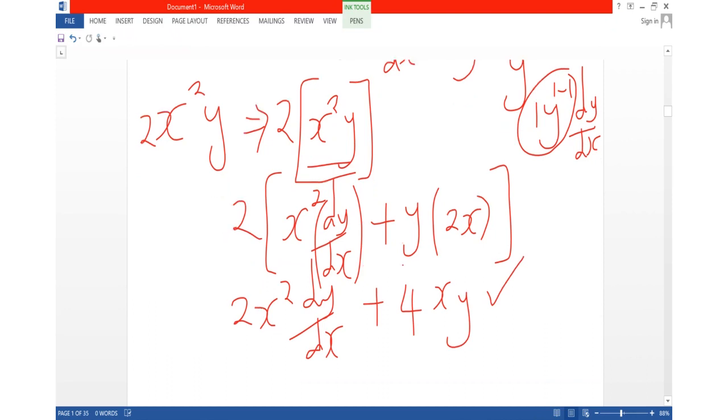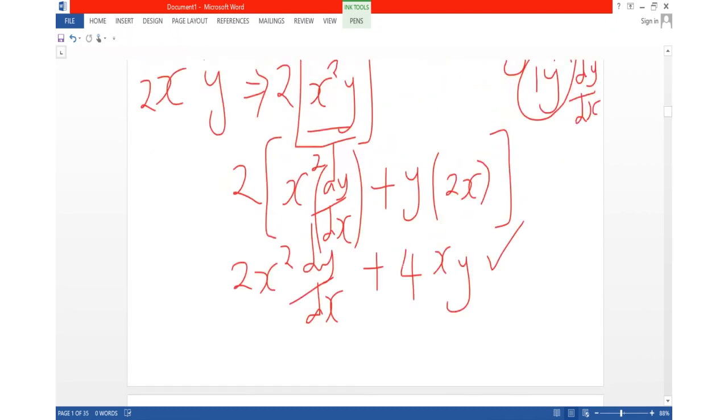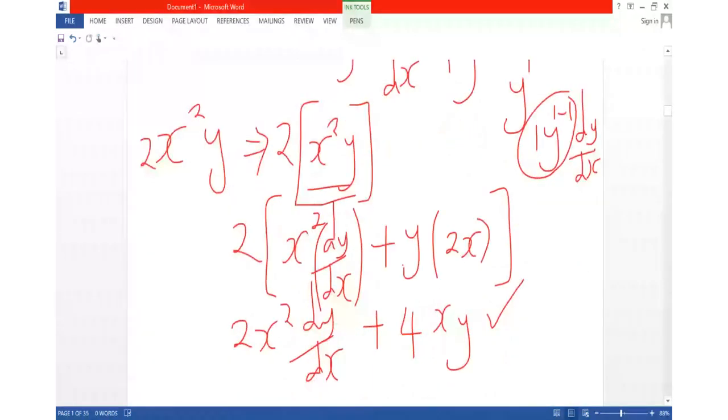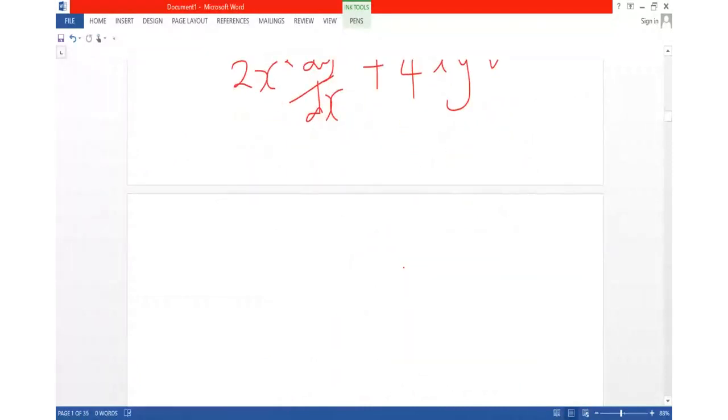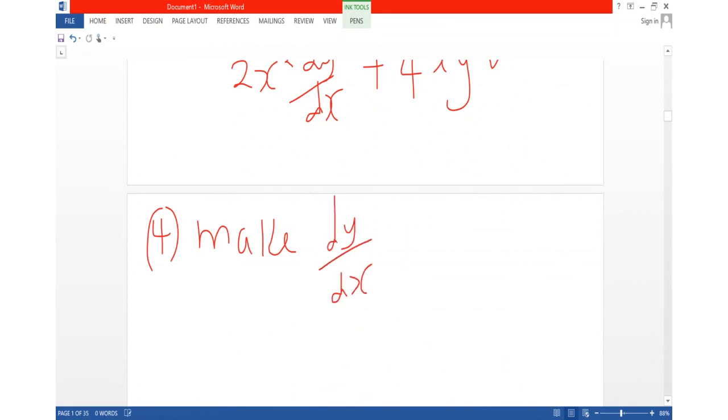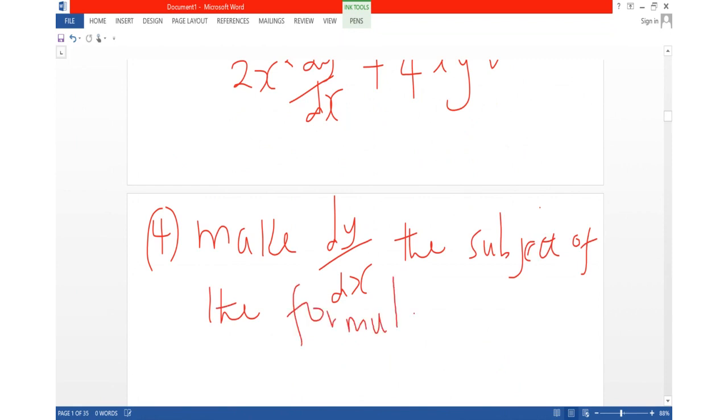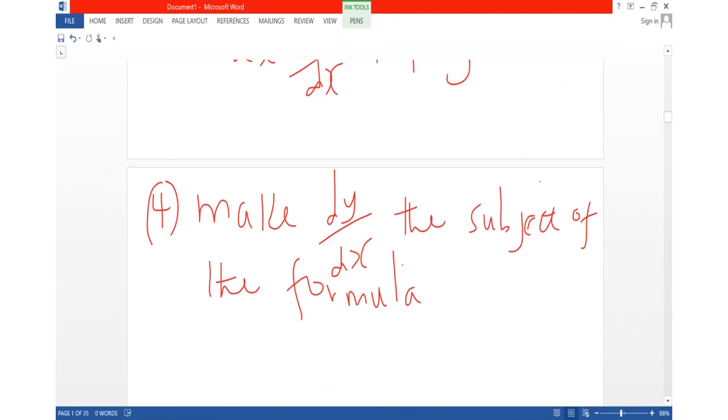Now, let's go now to the final thing. Now, after we have differentiated implicitly, this one is called differentiating implicitly. We are at now number 4, the final step. We make dy dx the subject of the formula. Now I'll be able to show you how we do that. We just make dy dx the subject of the formula, and then we are done. So we are done with differentiating.